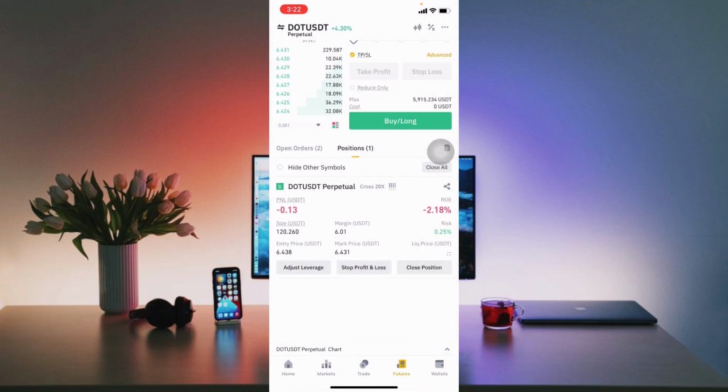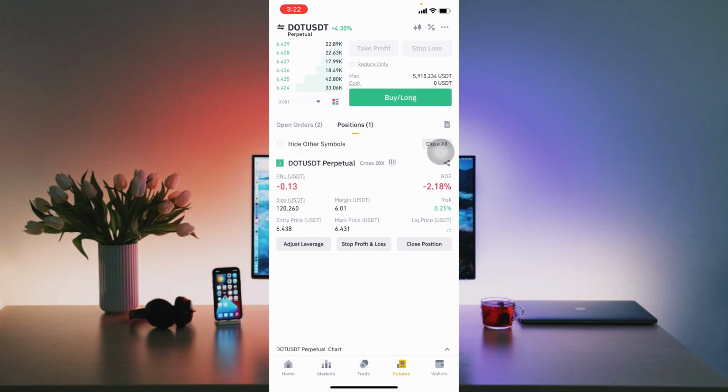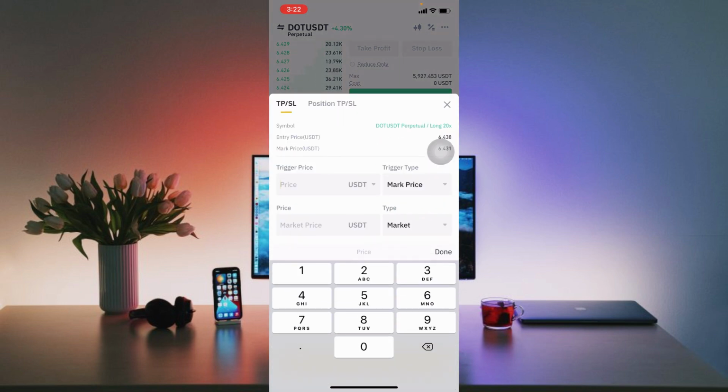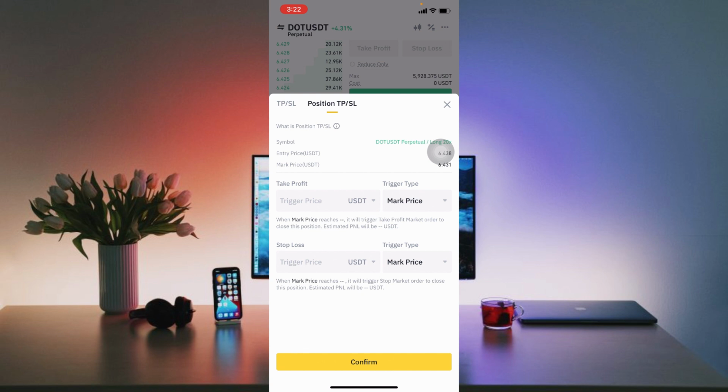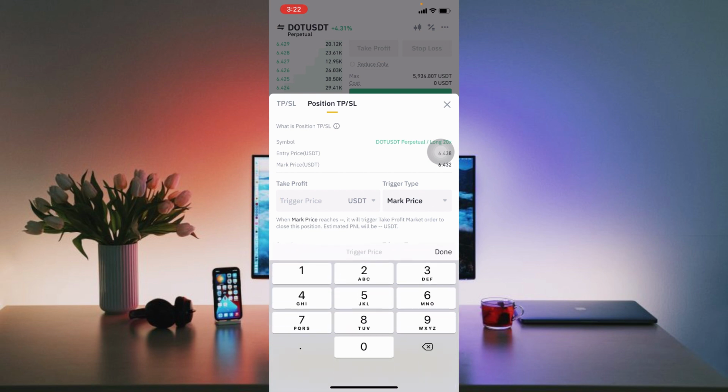After just entering it with your stop loss and take profit, you come down to the positions, then you click on stop profit and loss, then you click on position TP/SL, then you enter the take profit. So let's say our take profit is 6.8114.